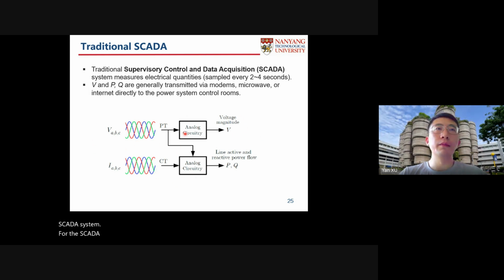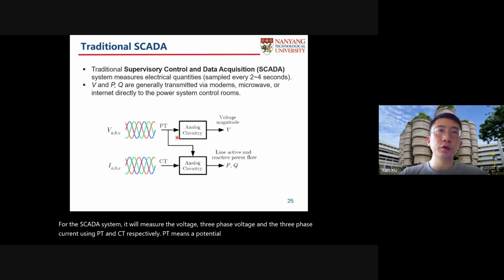So for the SCADA system, it will measure the three-phase voltage and the three-phase current using PT and CT respectively. PT means potential transformer. That is to measure the voltage potential of the different phases of a transmission line or a bus. And the CT means current transformer. It can measure the three-phase current. Clearly, these PT and CT are analog meters, so the outputs of these meters are analog values.